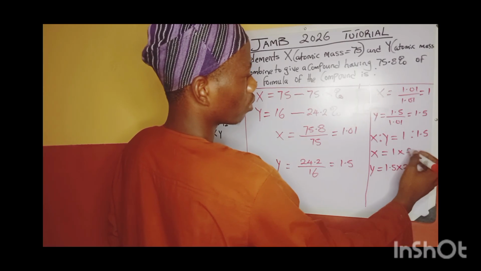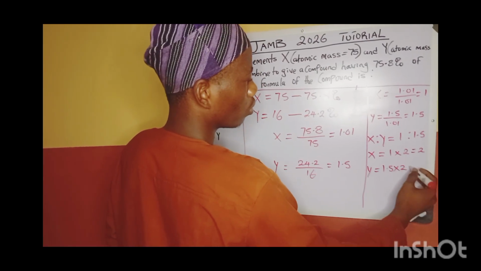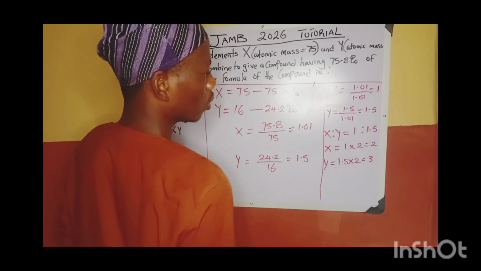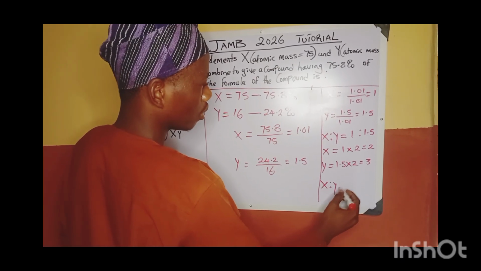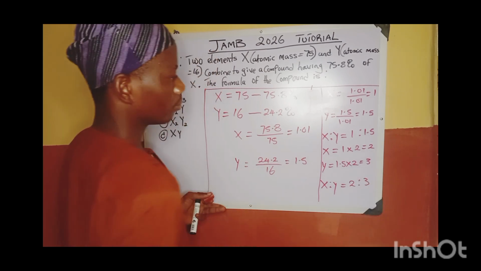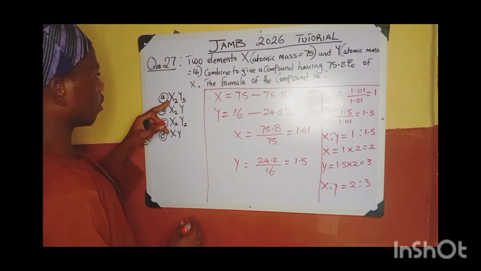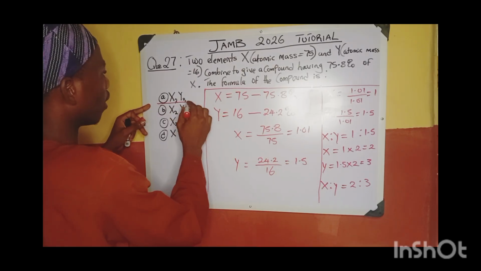1 multiplied by 2 will give you 2. 1.5 multiplied by 2 will give you 3. So therefore, you'll have the ratio of X to Y as 2 to 3. So that means our X will be 2 and our Y will be 3. So A is our answer.